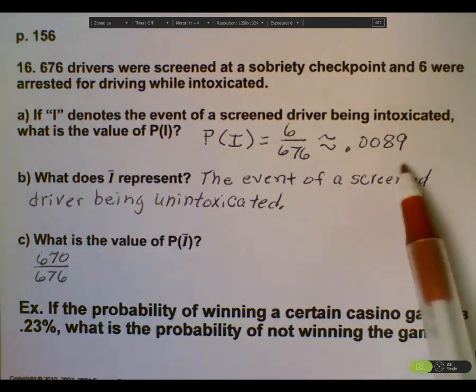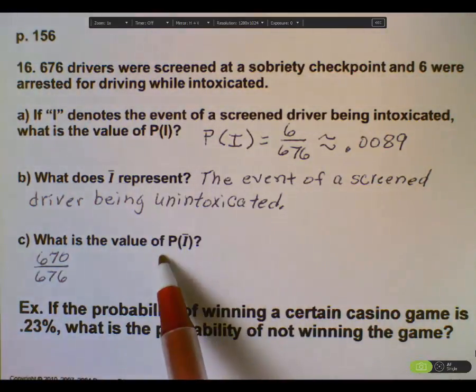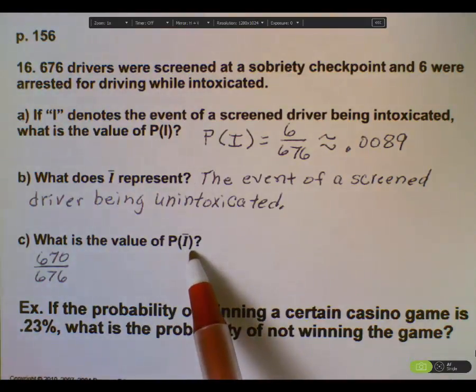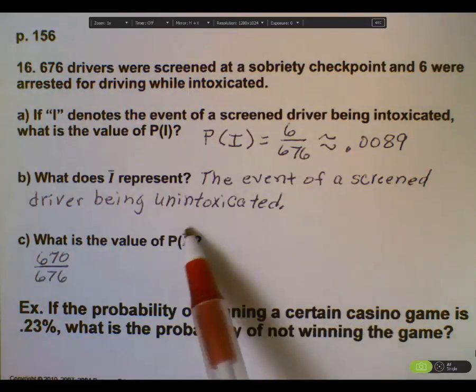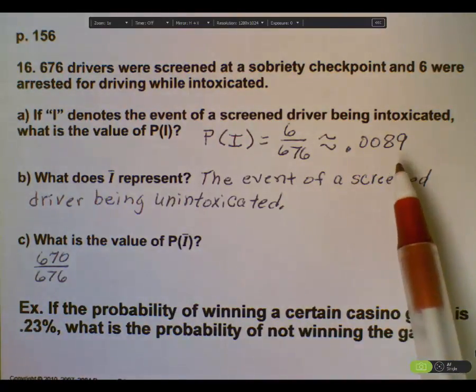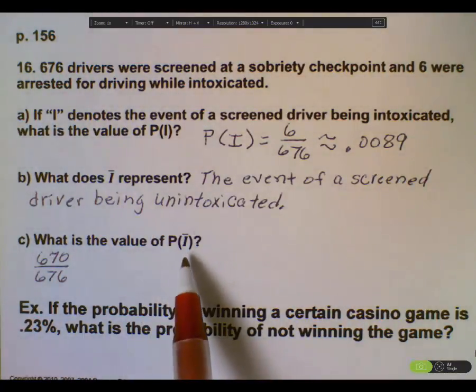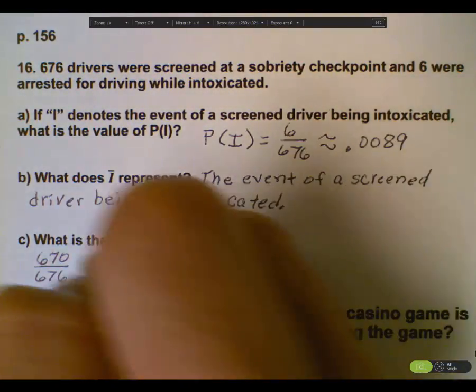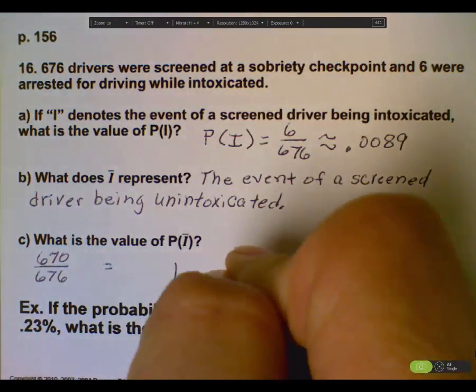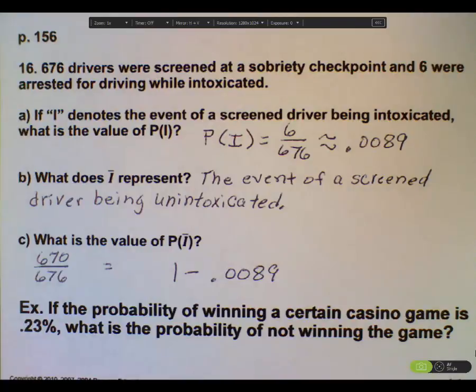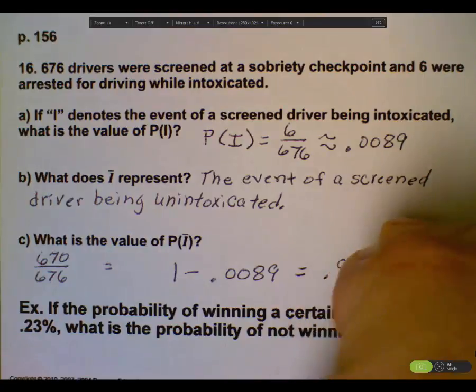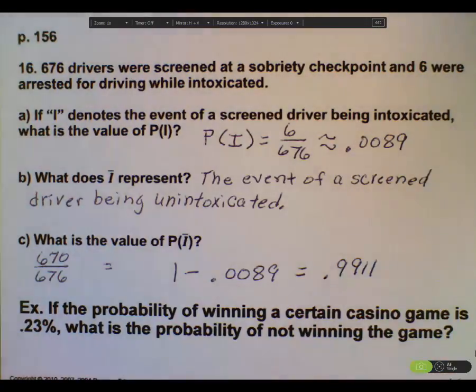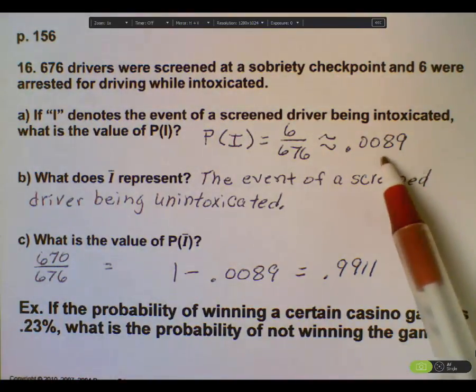being intoxicated. How do you find the value of the complement of that? Remember that the probability of any event and its complement together, they have to equal 1. So if you know the probability of intoxicated, you can find the probability of not intoxicated by subtracting the 0.0089 that we already have from 1, and you get 0.9911. So the probability that a driver is intoxicated is less than 1%.